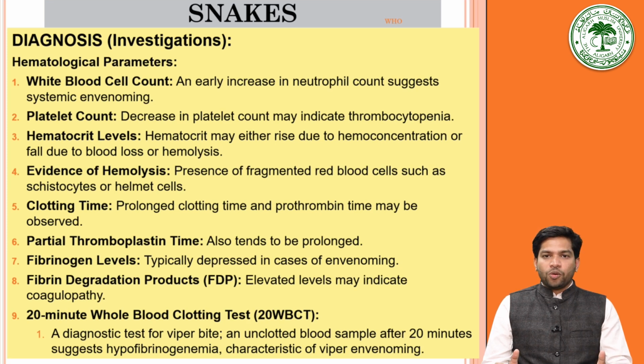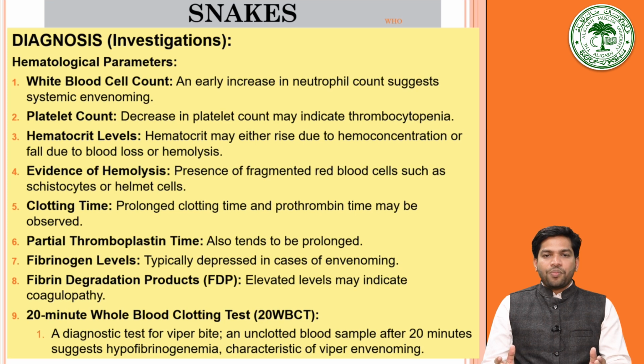Then the clotting and prothrombin time may be prolonged. Partial thromboplastin time also tends to be prolonged. Fibrinogen levels should be checked. Usually in case of envenomation, the fibrinogen level is depressed. Then fibrin degradation products are elevated, which may indicate coagulopathy.